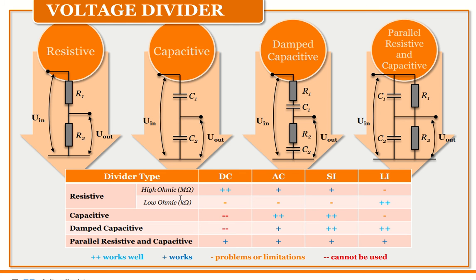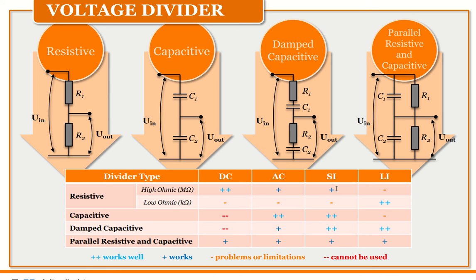Okay, for the resistive, there are two types: the high ohmic in mega ohms and the low ohmic in kilo ohms, and it depends on the application. It works well for DC, and it can be used for the AC and the surge impulse. But if you want to use it for the surge lightning impulse, there is a problem and limitation for the low ohmic.